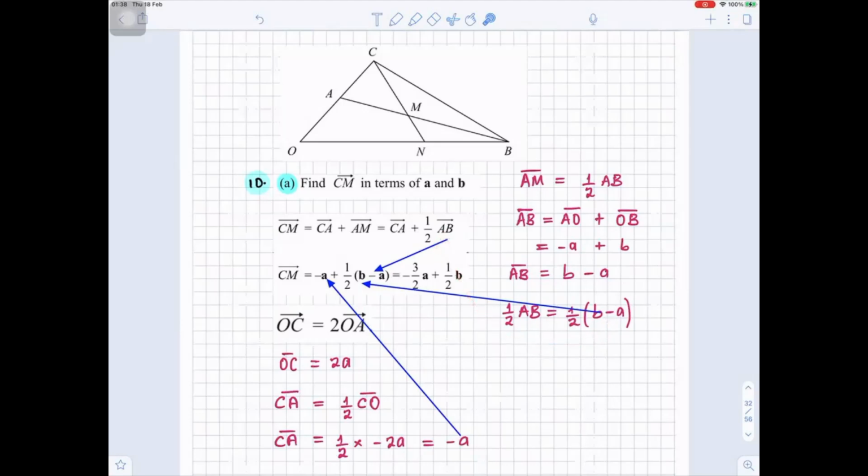So minus A plus half of B minus A, which represents AB. If you remove the brackets, minus A plus half B minus half A. When you simplify it, you get minus A minus half A, which gives you minus 3 over 2 A, plus half B. So that's your answer: minus 3 over 2 A plus a half B.